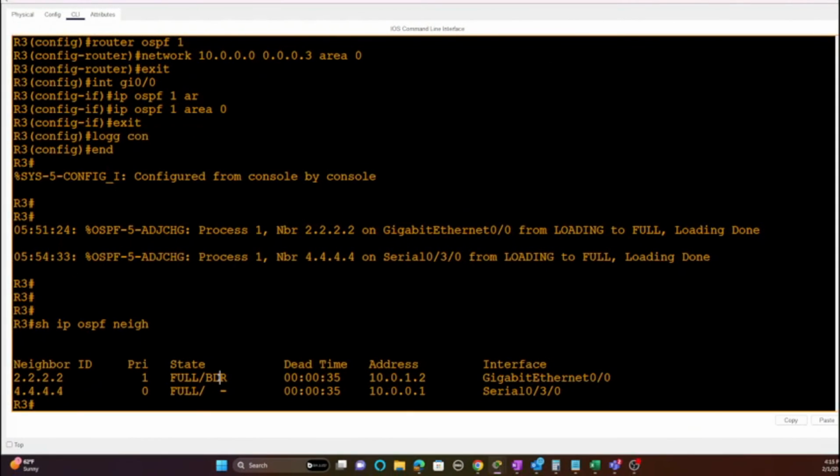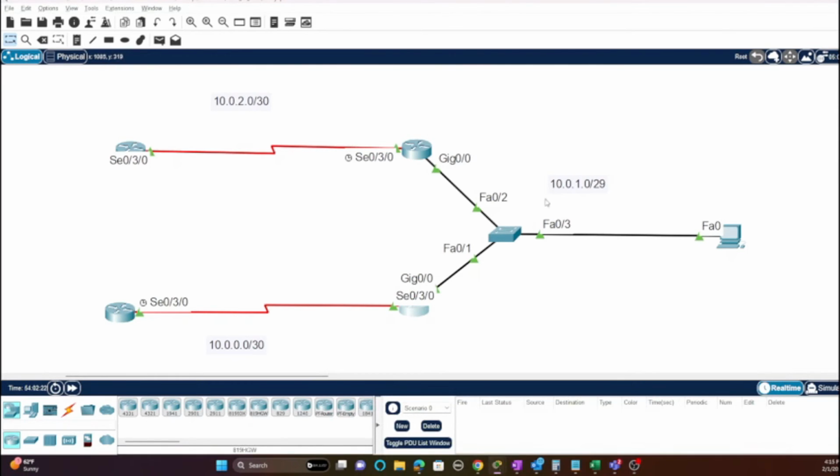So let's talk about this BDR right here. When you're on this broadcast network type, there are certain OSPF rules that have to take place for you to become neighbors. Before they became neighbors, they sent out that network type, said we're on a broadcast network, meaning there has to be a BDR election. So DR stands for designated router and BDR stands for backup designated router.